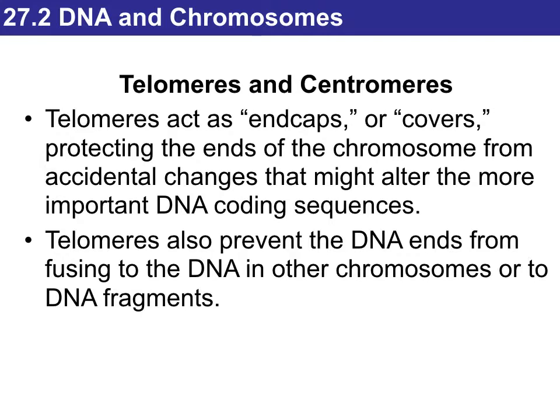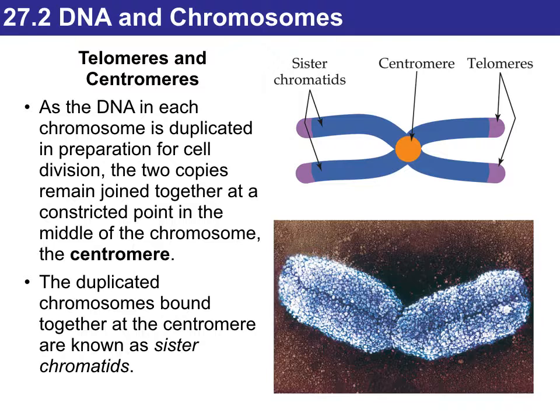What they do is protect the end of the chromosome from any change that may alter the more important coding sequence that exists in the DNA. Now, every time a cell divides, a section of it is going to be lost. So those DNA ends are going to prevent DNA ends from fusing to the DNA in other chromosomes or DNA fragments. So this is a review of the structure of a chromosome.